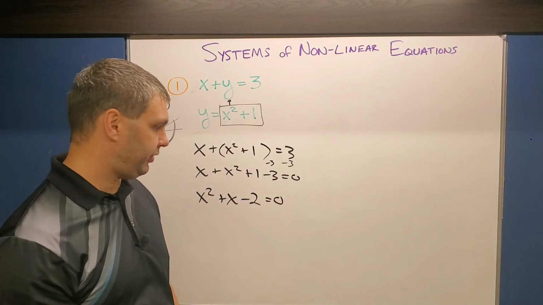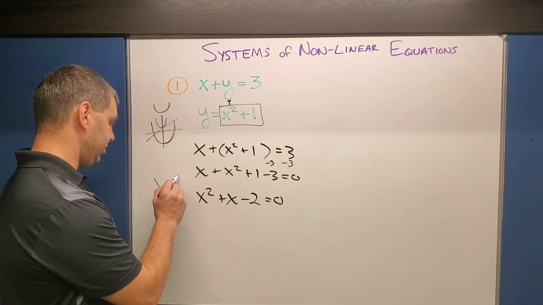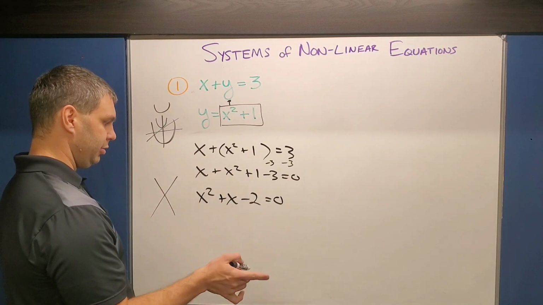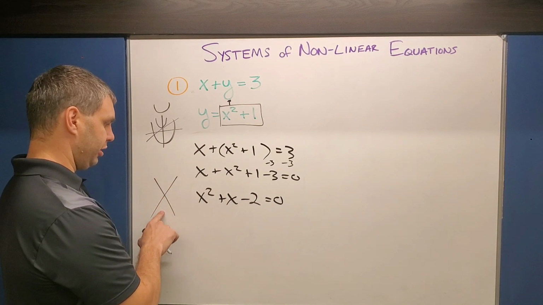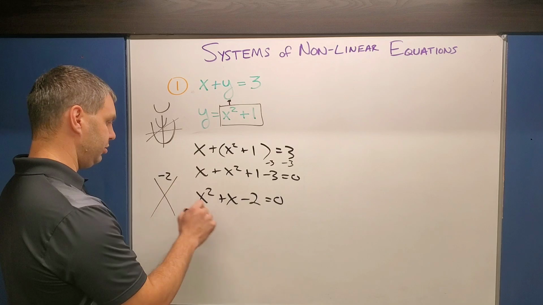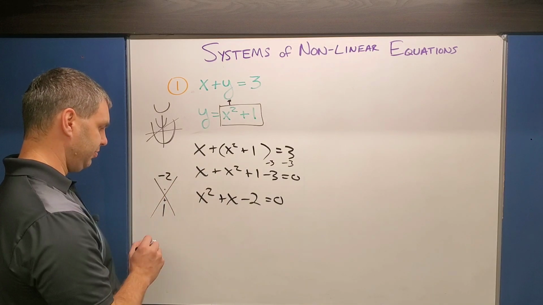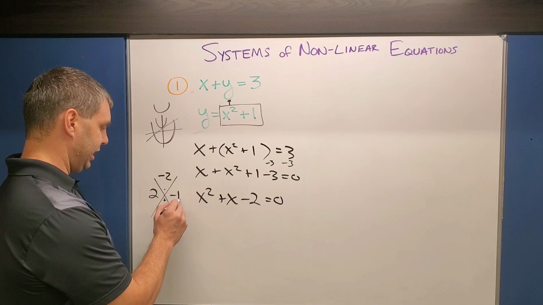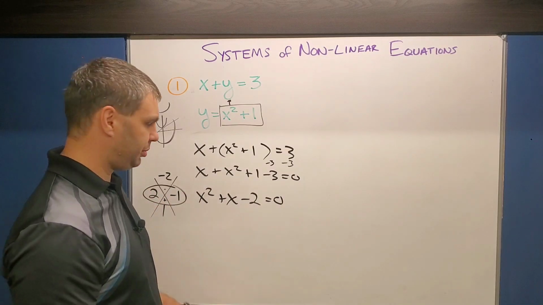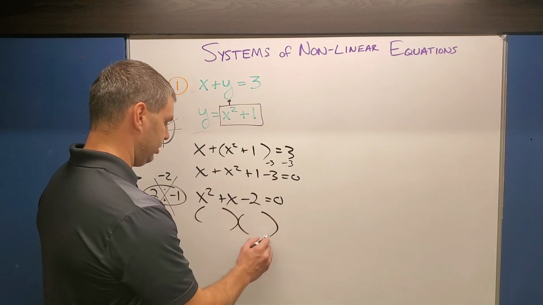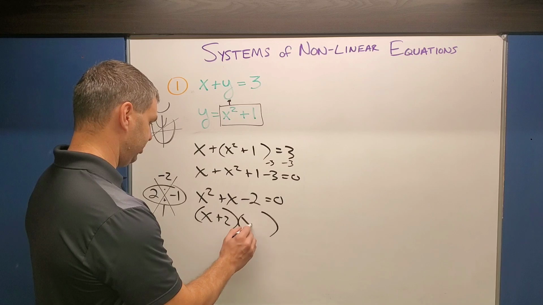Let's go ahead and factor this. Again, different teachers teach you how to factor differently. The way I teach my students is a little graphic organizer. A times c is negative 2. My b term is 1. I need two numbers that multiply to be negative 2 and add to be 1, which of course is going to be 2 and a negative 1. Those are going to be my factors. So we got x plus 2 and x minus 1.